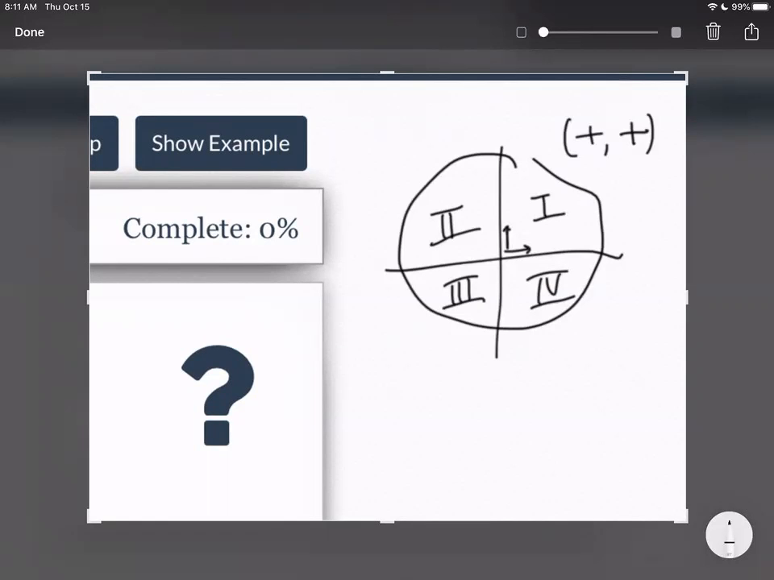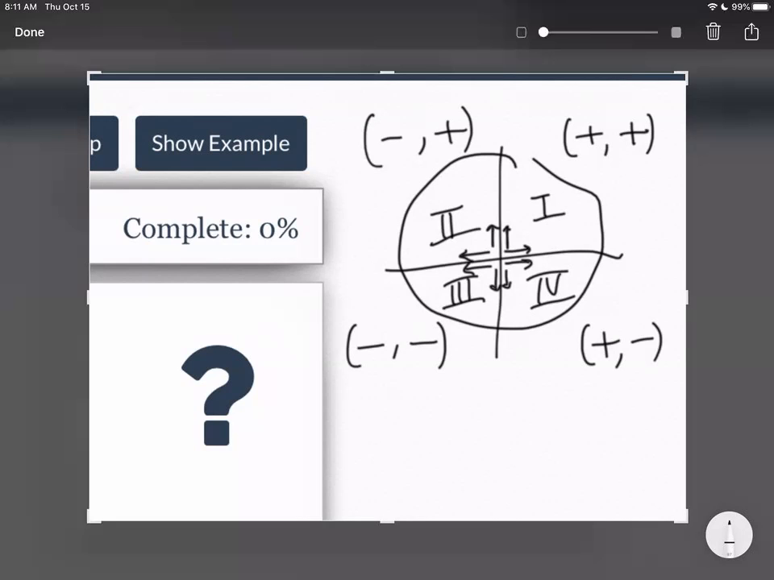And then moving on to quadrant 2, you have a negative x value because you're now to the left, but you still have a positive y value. In quadrant 3, you are still to the left, so a negative x value, but now you're also downwards, so a negative y value. And in quadrant 4, your x value is positive because you're to the right, and your y value is negative because you're below the origin.